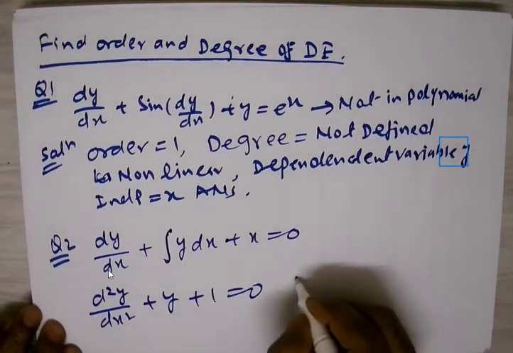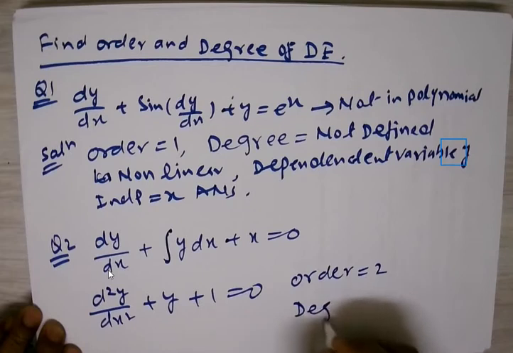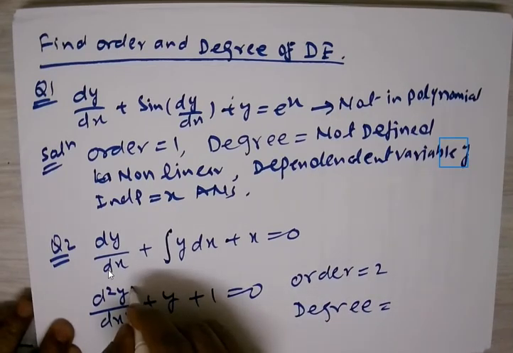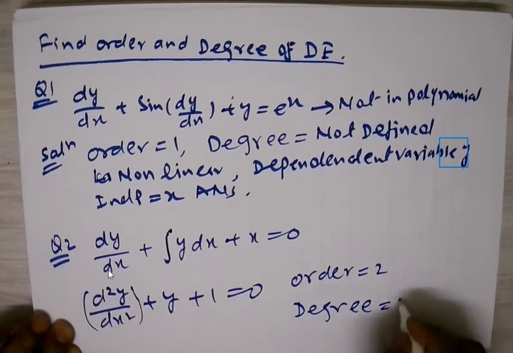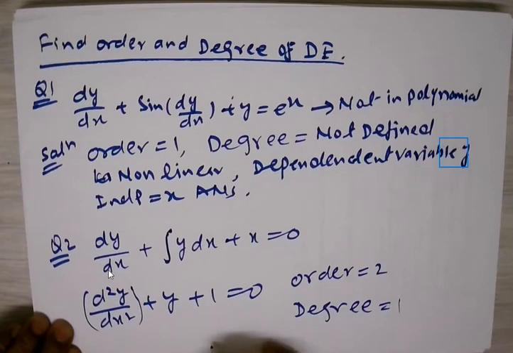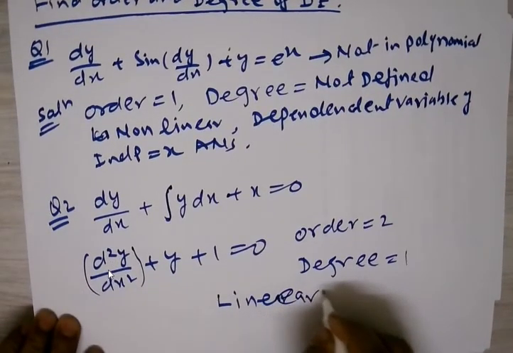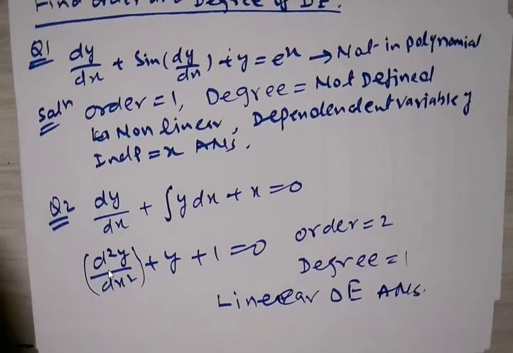So what is the order? The order is 2. Degree means the power of the maximum-order derivative. What is the power of that? 1. So the degree is 1. Is it linear or non-linear? This one is a linear differential equation. Hopefully you understand, my dear friends.